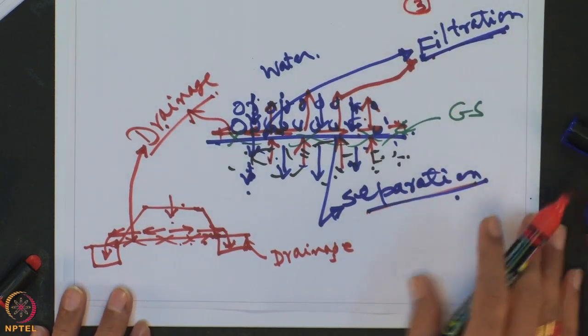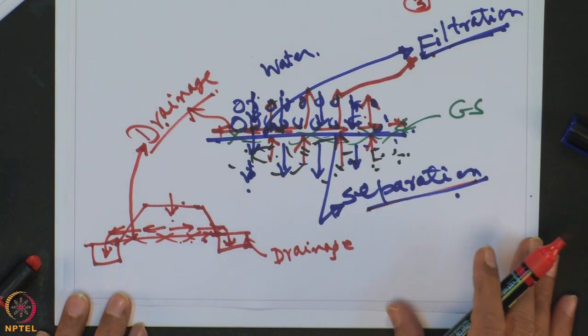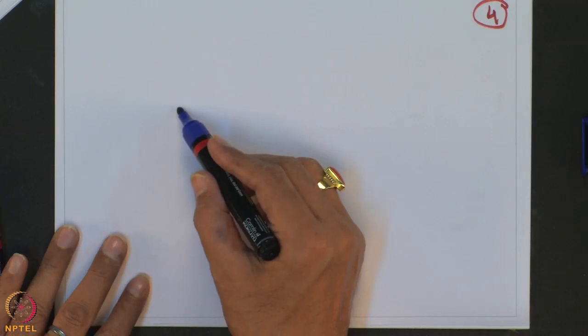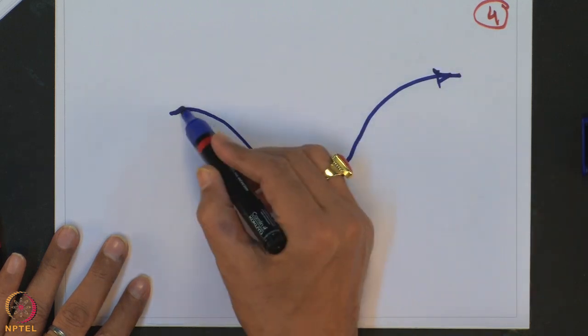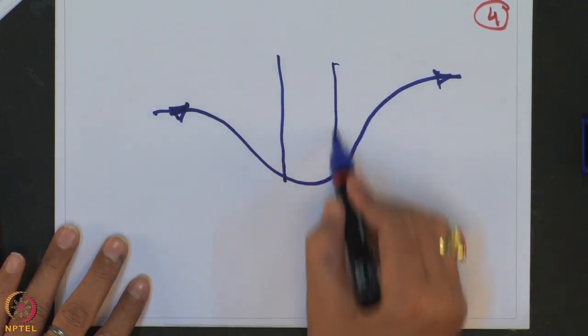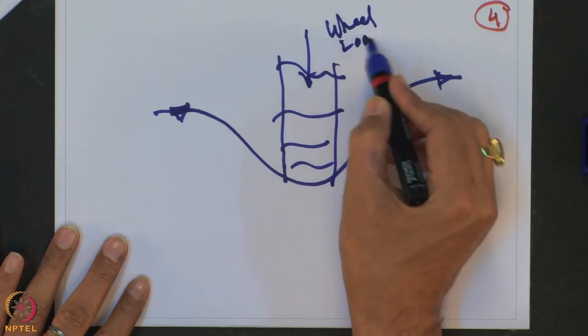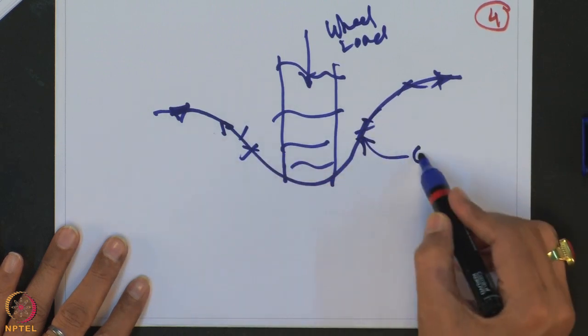So, now when you apply the wheel load on the top of the road or the top of the aggregate, then what will happen? If you apply the wheel load, then you can see the shape of the geotextile will be like this due to the wheel load. This is the wheel load. This is the geosynthetic material.